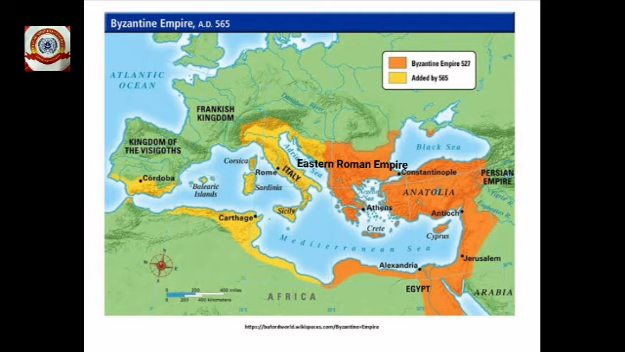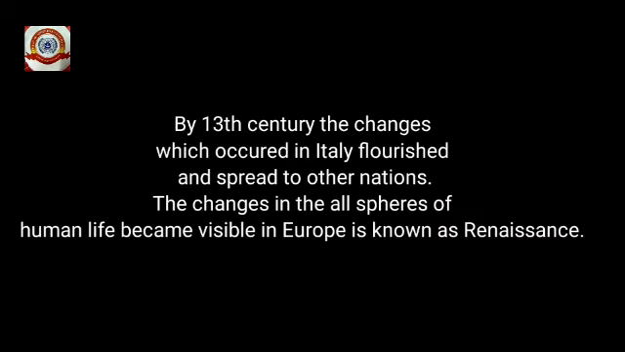In the given map, you can see Eastern Roman Empire, Constantinople and Italy. Thus, we can say that the changes in all spheres of human life which became visible in Europe by the end of 13th century is known as Renaissance.